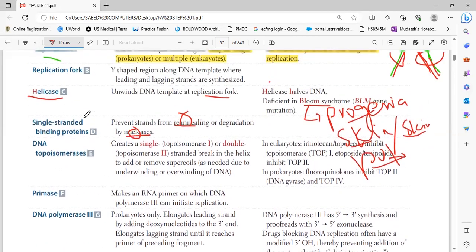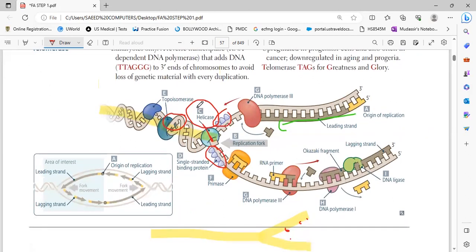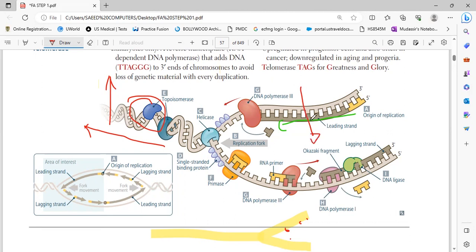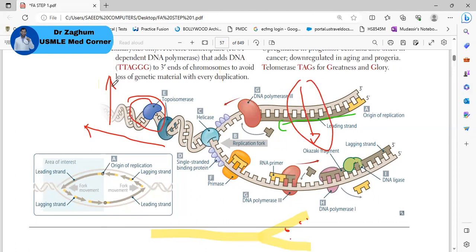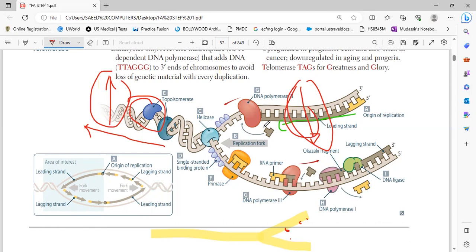DNA topoisomerase. Here you can see, when you have unzipping at the replication fork, in the forward region you will have hypercoiling. Coiling will increase in the forward region and coiling will decrease in the backward region. Actually, that is bad. This is called underwinding, and this is called overwinding. Overcoiling and less coiling are both bad. Important, remember this concept.